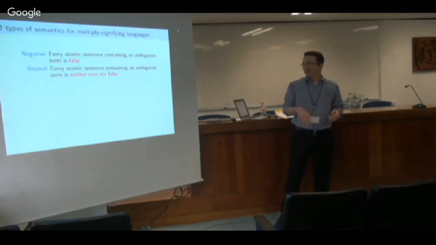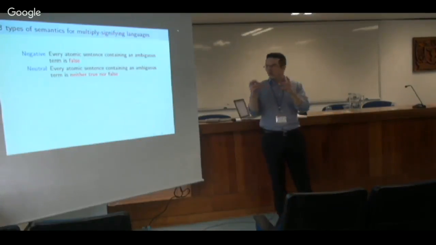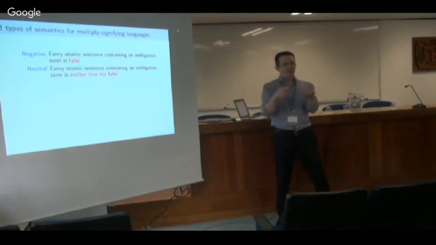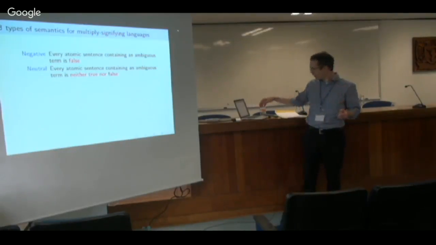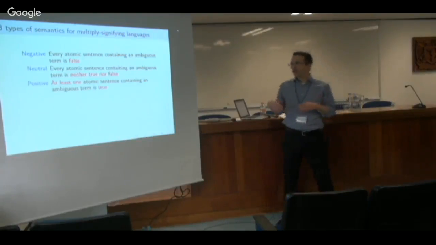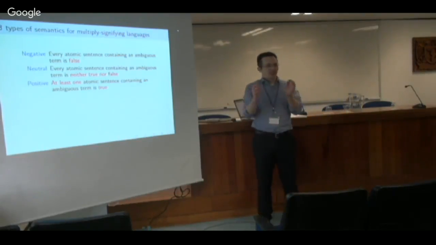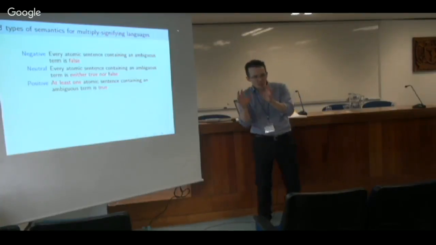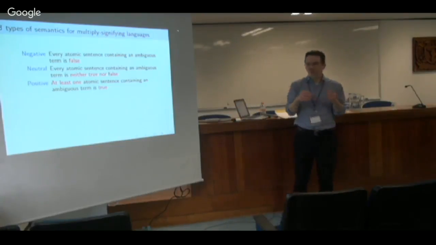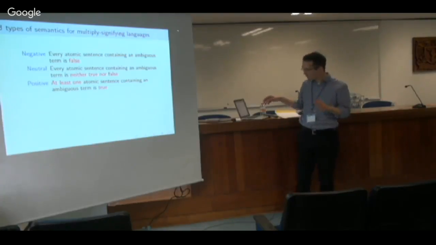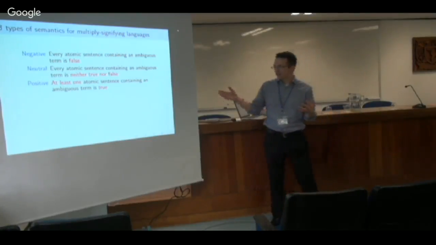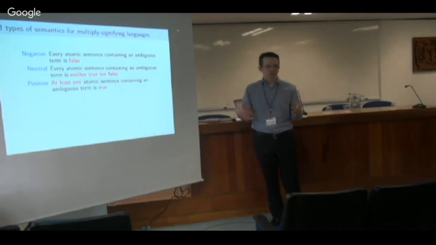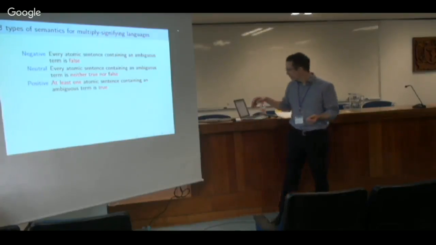The neutral semantics says every atomic sentence that has a confused term is neither true nor false. So Charlie is an ant, that'll be truth valueless. And on positive semantics, the idea is that there's at least one atomic sentence with an ambiguous term that is true. It's certainly not going to be the case that every single atomic sentence containing an ambiguous term is true. Some may be truth valueless, some may be false, but it doesn't have to be.